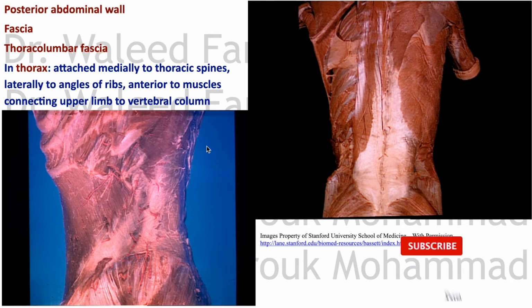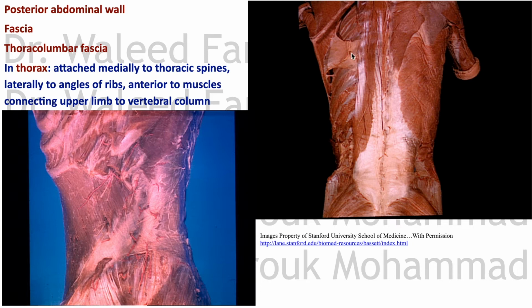On the posterior abdominal wall from the back, there is the thoracolumbar fascia. The thoracolumbar fascia has a thoracic part. It's attached to the back of the thorax and the abdomen in the lumbar region. In the thorax, it's attached to the spines of the vertebrae and the supraspinous ligament, and extends laterally to the angles of the ribs. The angle where the rib changes its direction from going lateral to going anterior and inferior.